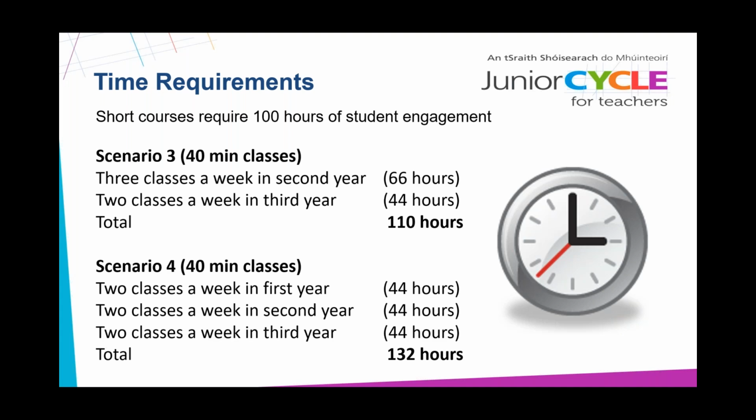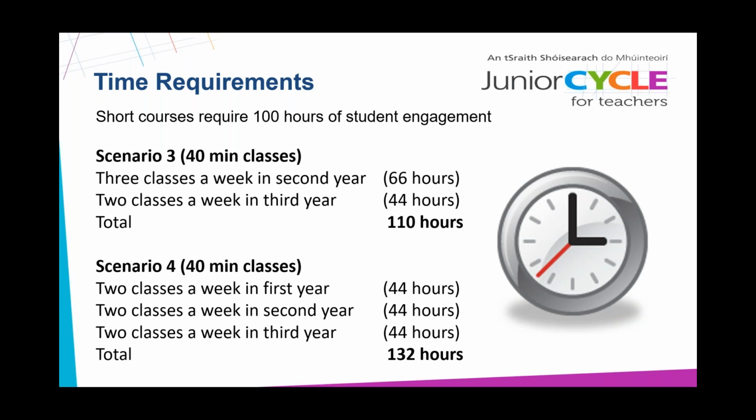So again, we can go above the 100. It's an approximation of 100 hours. It's perfectly okay to offer more time should we wish. So scenario 3 here, again, the school has 40-minute classes. This school decided they were going to go with 3 classes a week in second year and 2 classes a week in third year, adding up to a total of 110 hours. And that's fine. Again, we can go above that approximate 100 if we like.